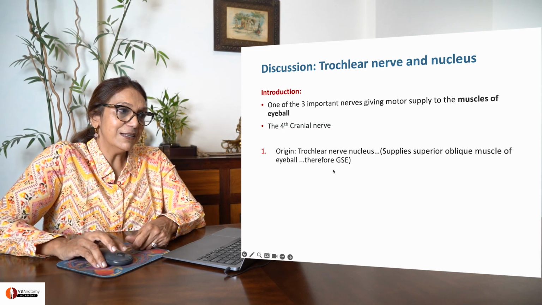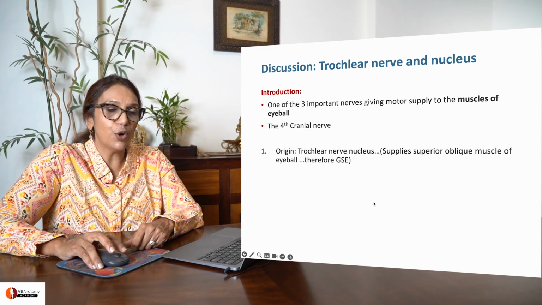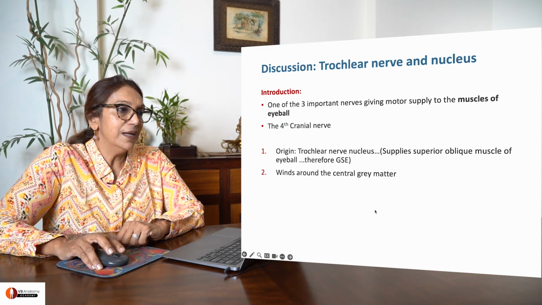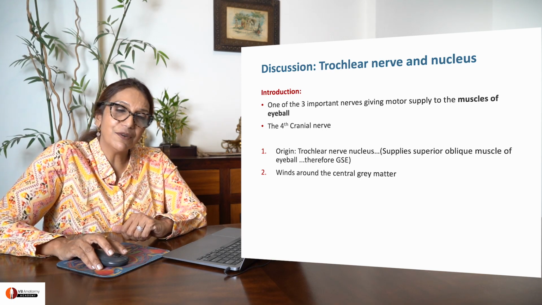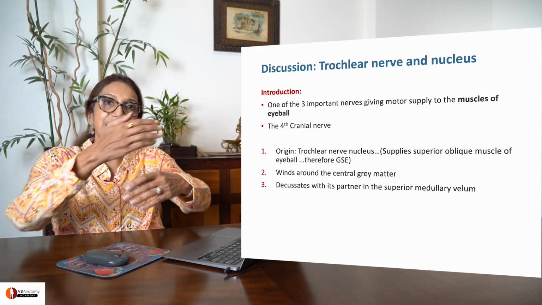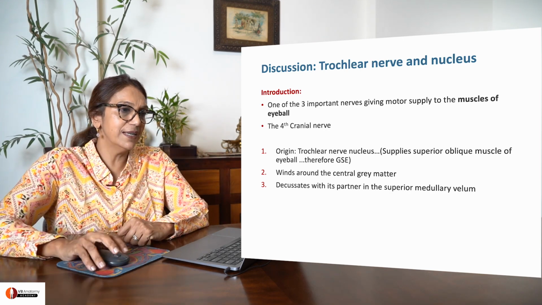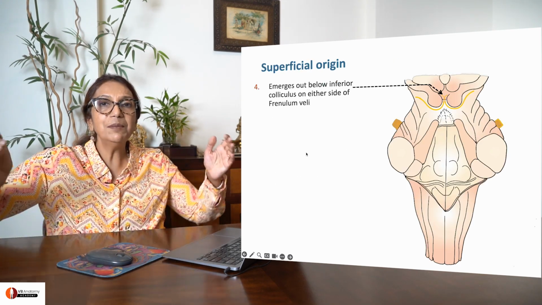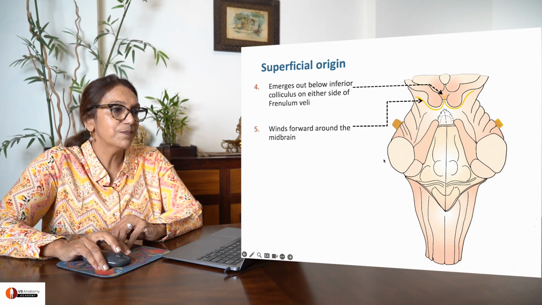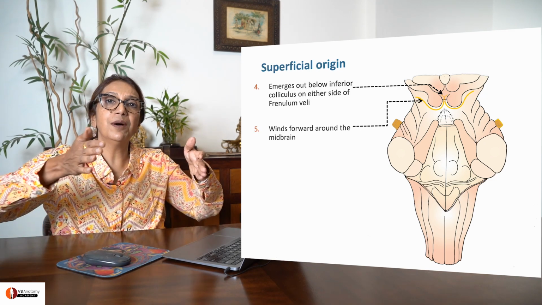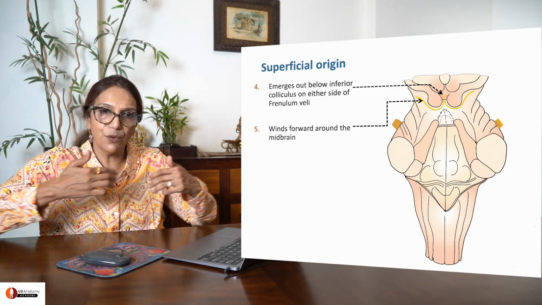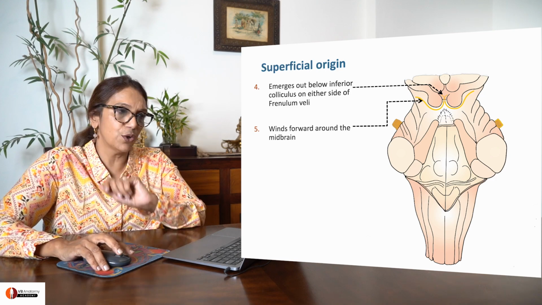Okay. This 4th cranial nerve takes origin from the trochlear nerve nucleus present in the periaqueductal gray matter. It's a general somatic efferent nucleus, winds around the central gray matter, decussates with its partner dorsally, winds around the midbrain and comes, you can see it winding around the midbrain here, moving forwards to appear ventrally. Takes origin dorsally, crosses and comes forward finally ventrally. That's your trochlear nerve.